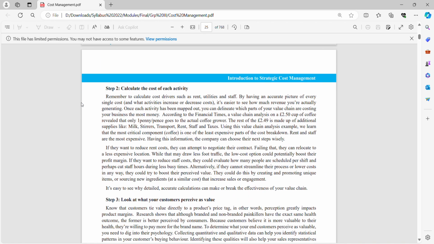Then we have: calculate the cost of each activity. Remember to calculate cost drivers such as rent, utilities, and staff. So I need to calculate the cost of each activity. Suppose let us prepare potato chips. So I'm just purchasing raw material. That cost I need to record. I'm peeling off the skin of potatoes. I need to record. I need to find out the costing. How much amount I have paid to my laborers for doing that activity.